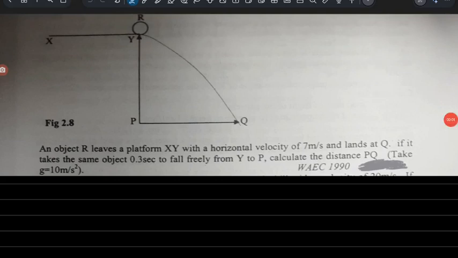Projectile. What we want to do today is solve some questions and use them to explain how you're able to get it better for a future question that you have. For example, you have a question like this. An object R leaves a platform XY with horizontal velocity 7 meters per second and lands at Q. If it takes the same object 0.3 seconds to fall freely from Y to P, calculate the distance PQ. Take g as 10 meters per second squared.